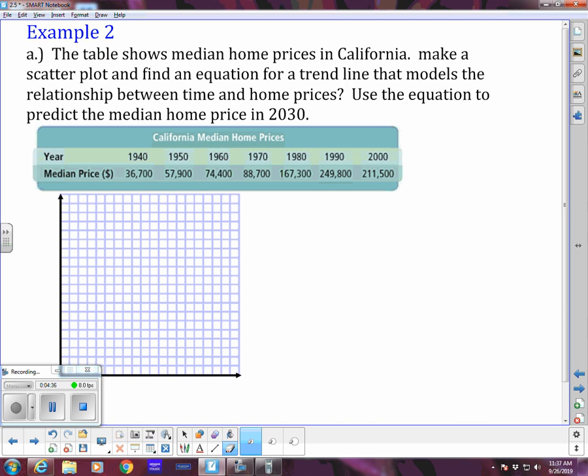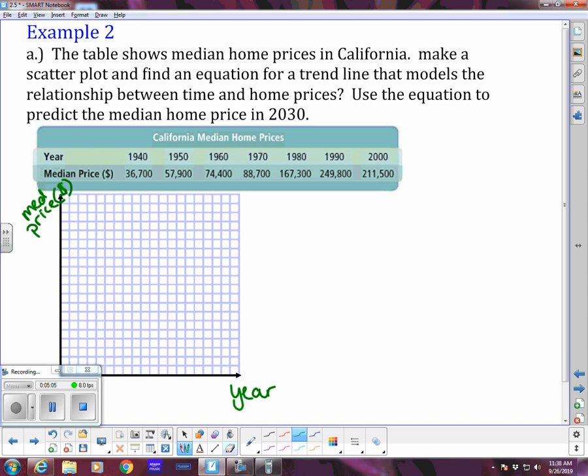So example 2, the table shows median home prices in California. Make a scatter plot and find an equation for a trend line that models the relationship between time and home prices. Use the equation to predict the median home price in 2030. So I am going to make a scatter plot just so we get a little bit more practice with that. Remember that time is always the x-axis, so that's year. And then that makes the y-axis median price in dollars.